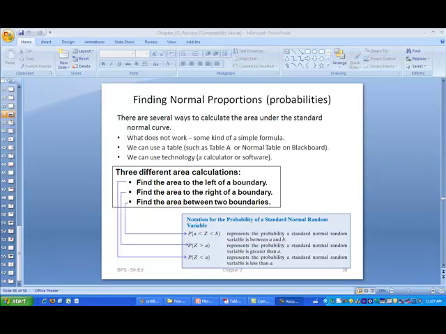We're back with finding normal proportions. Now in the last segment we learned about finding proportions, or probabilities, or area under the curve. We were looking at z less than a certain z value. We'll do one quick example today and then we're going to go further to finding areas to the right of a particular number and areas in between.